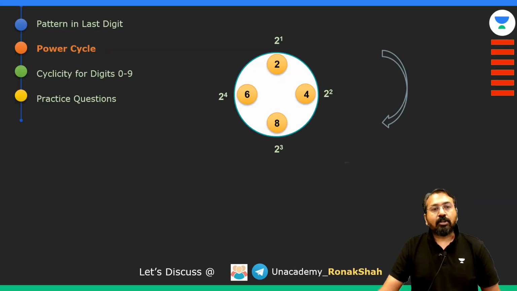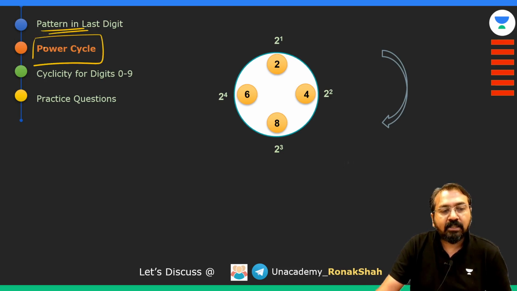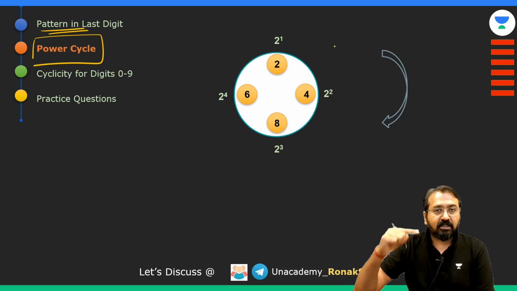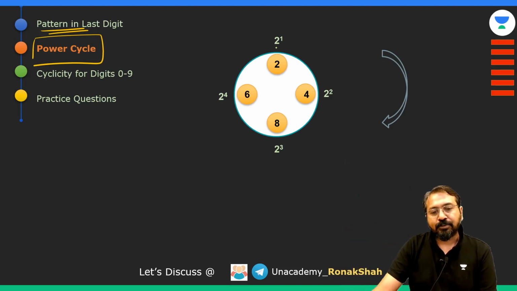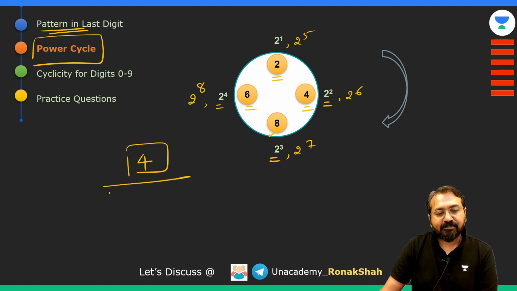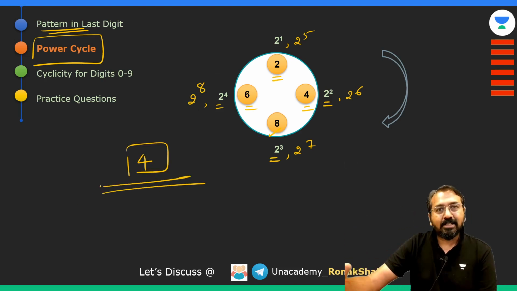Now let's understand the concept of power cycle, which helps us in finding a pattern in the last digit. Check this. When I raise any digit to consecutive powers, it produces a pattern in the last digit, and that's nothing but the power cycle. For example, 2 raised to 1, the last digit is 2; 2 raised to 2, the last digit is 4; 2 raised to 3, the last digit is 8; and 2 raised to 4 is 16, the last digit is 6. Once again 2 raised to 5 is 32, the last digit is 2, and then 2 raised to 6, 7, 8, so the cycle will keep going on. So I can say the cyclicity or power cycle of 2 is 4. That means after every 4 powers, the pattern in the last digit gets repeated.